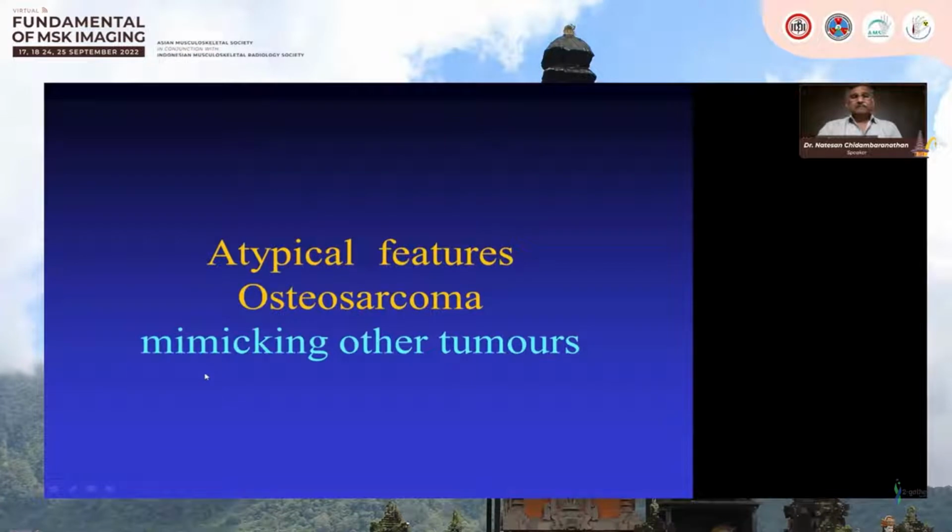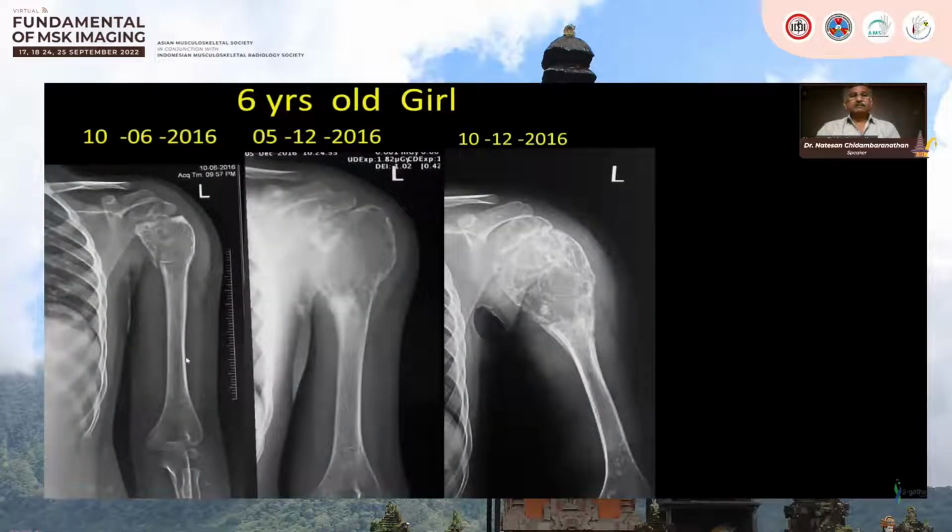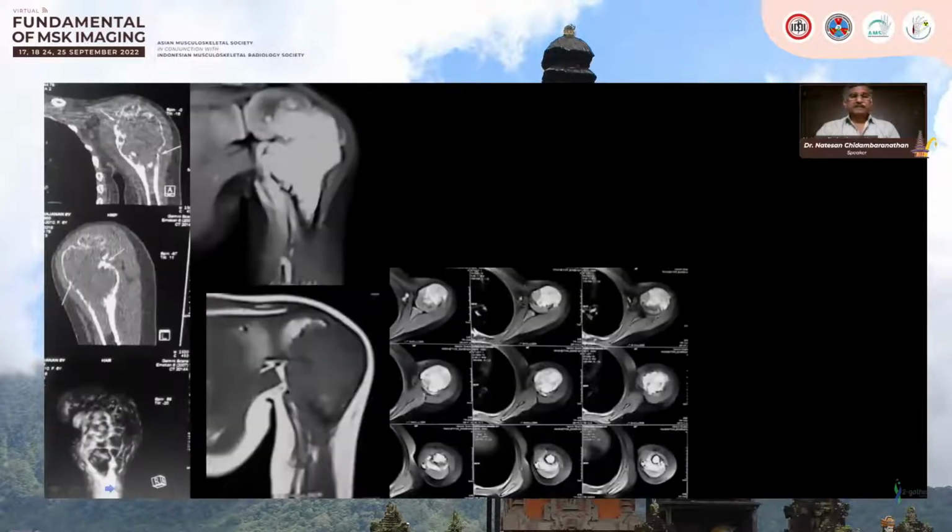Atypical osteosarcoma sometimes mimics other tumors, as in some of the cases I will show. Here, a 6-year-old boy has a large lytic, expanded lesion. Initially it was thought to be an aneurysmal bone cyst. After 6 months, it shows a very aggressive lesion. We did an MRI, which shows a hemorrhagic component, an expanding lytic lesion.